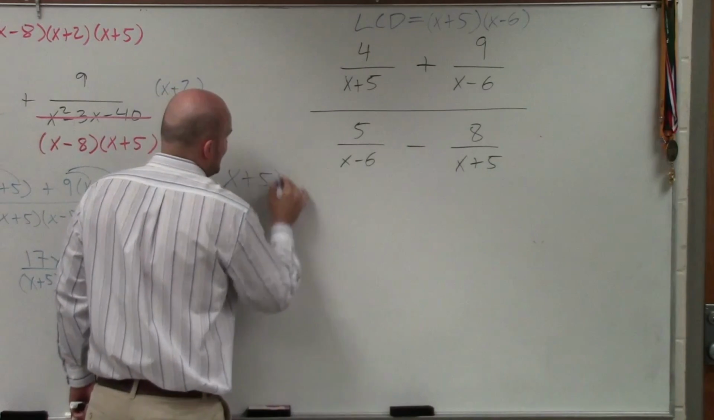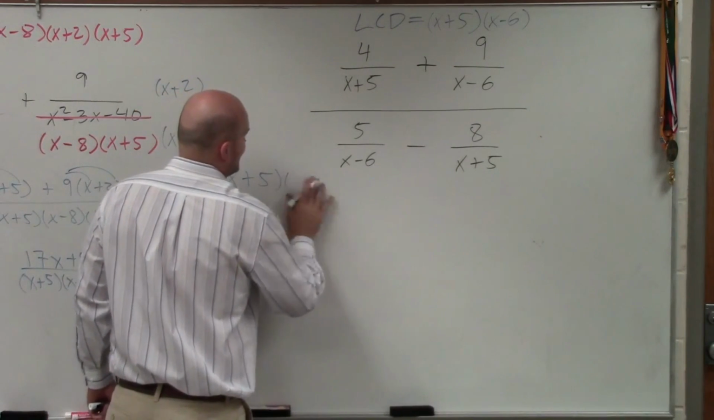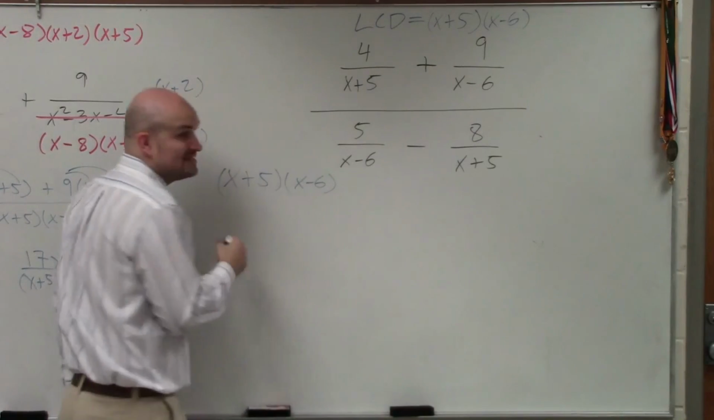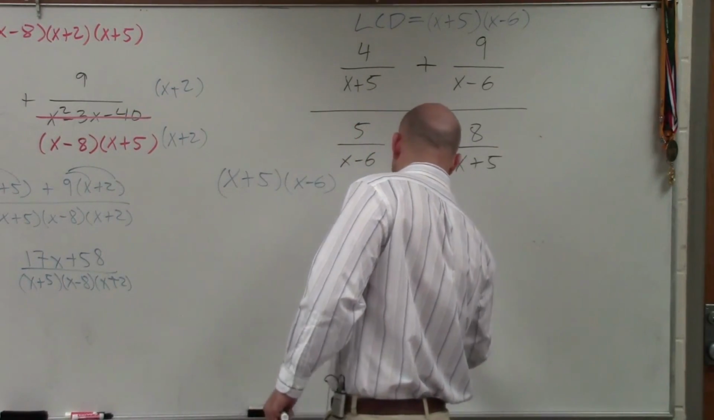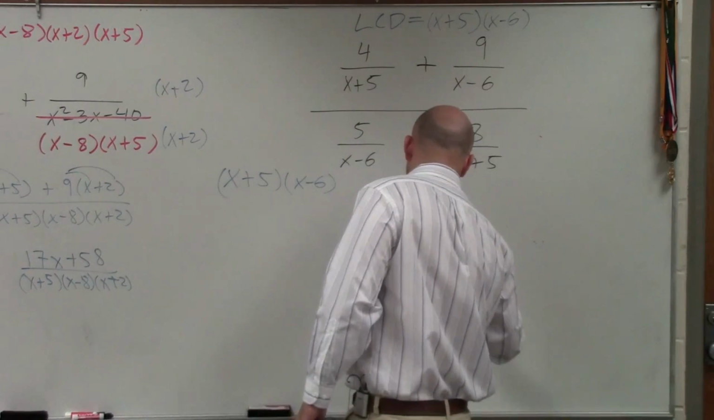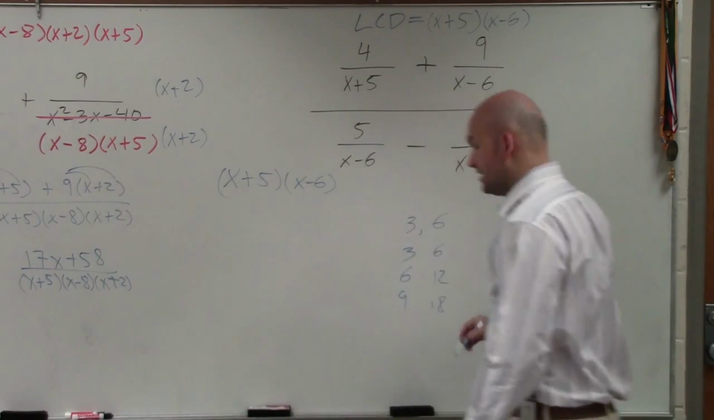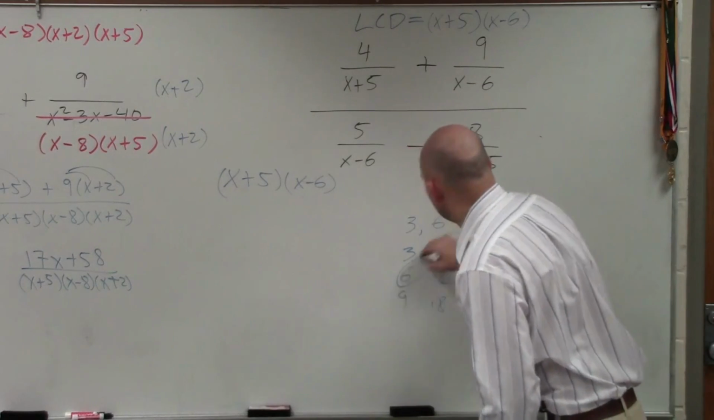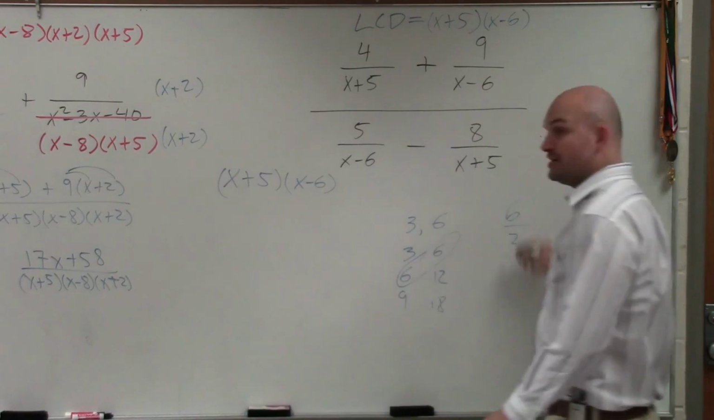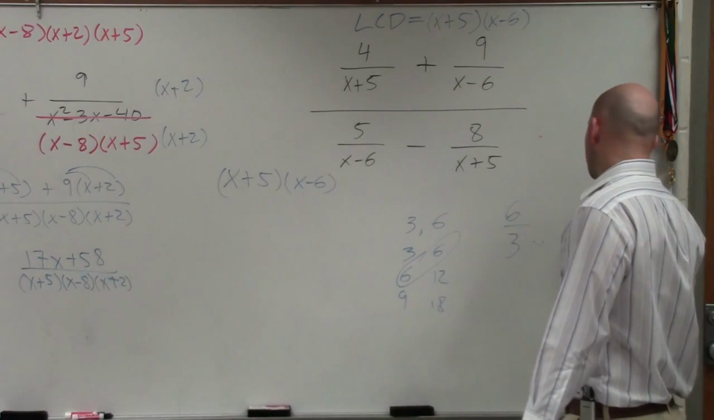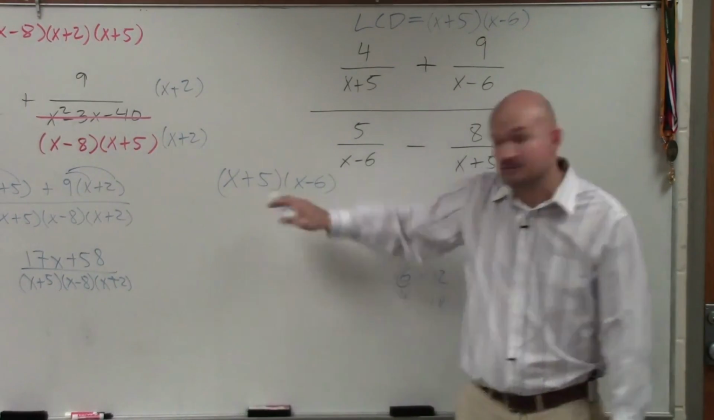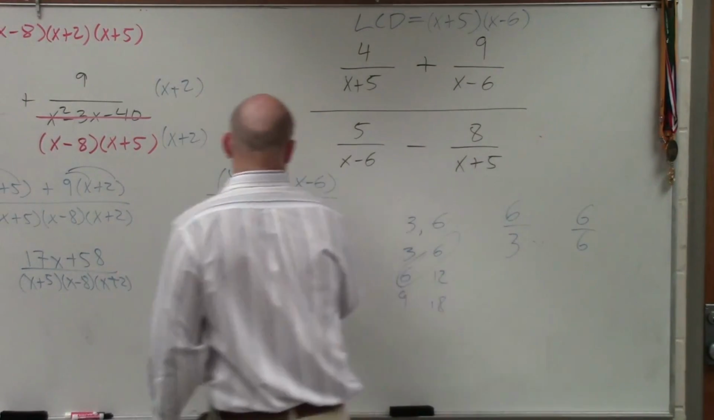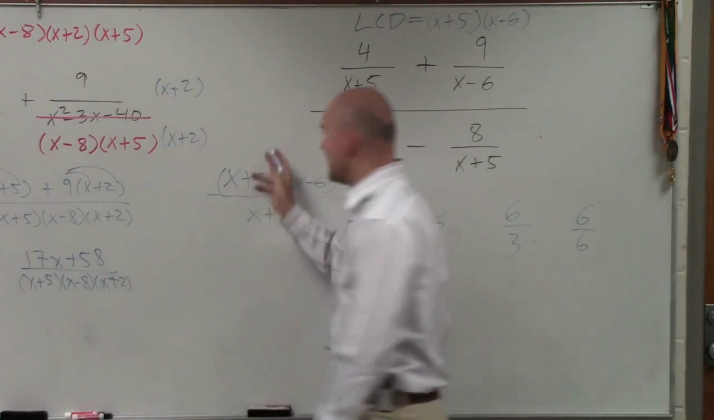Basically, guys, again, as I mentioned, all I'm saying is, if it's a multiple, think about when I did 3 and 6. I said 3, 6, 9, and 6, 12, 18, and that the common multiple was 6. Because does 3 go into 6? Yes. Does 6 go into 6? Yes. So you take your common denominator, and you say, hey, does x plus 5 divide into that?